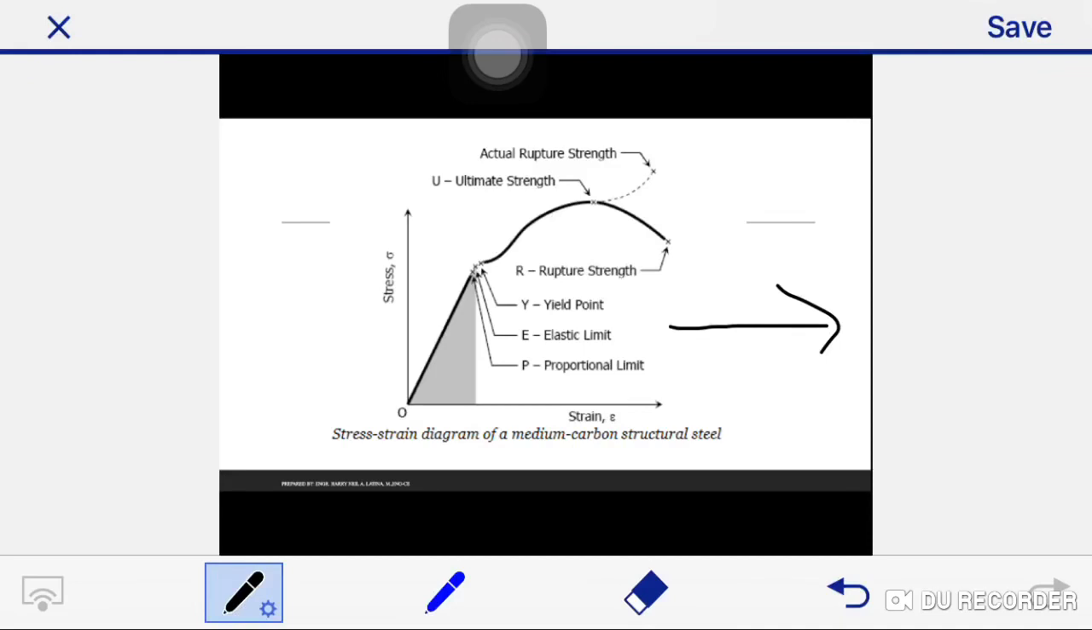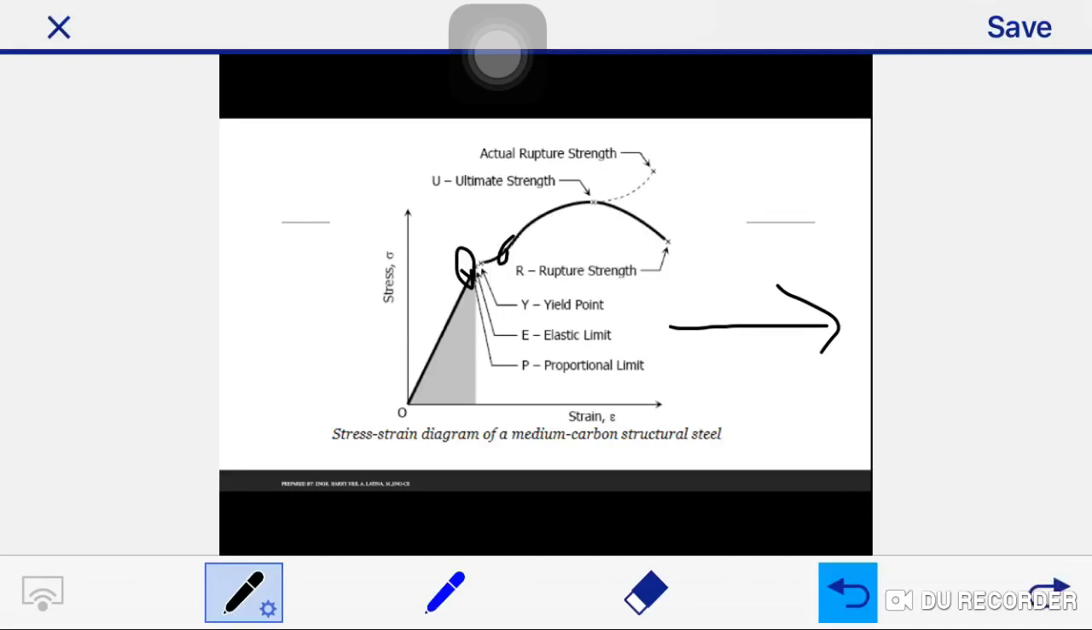Then next, elastic and plastic ranges. The region in the stress-strain diagram from 0 to P is called the elastic range. The region from P to R is called the plastic range. Ito yun. As you can see in the figure, ito yung P, then R. Yun daw yung ating plastic range.